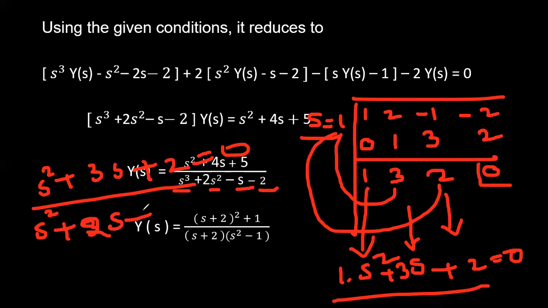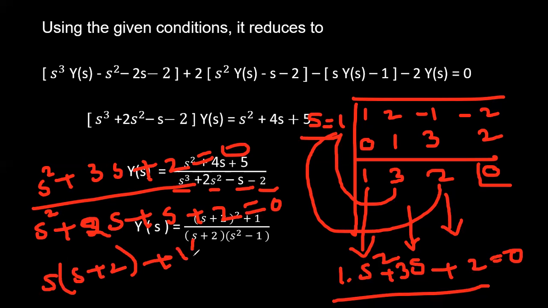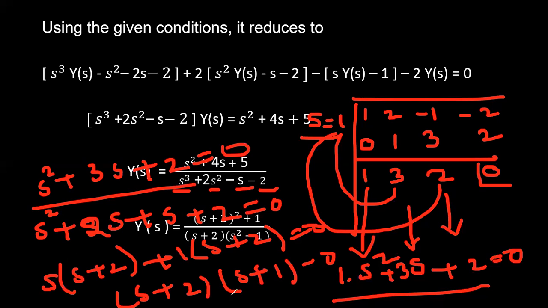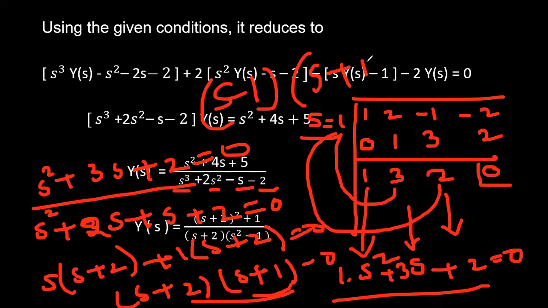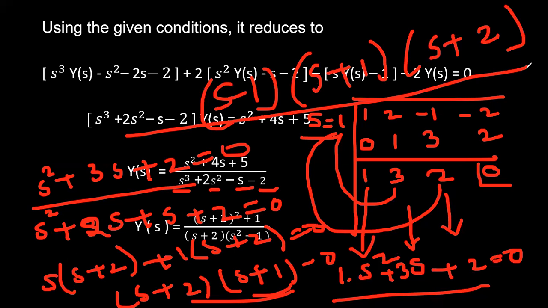That is, s square plus 2s plus s plus 2 equal to 0. From this, s into s plus 2, next plus 1 into s plus 2 equal to 0. So finally it becomes s plus 2 into s plus 1. In total, how many roots are there? One is s minus 1, another root is s plus 1, and another root is s plus 2. There are three roots for the given equation of the function. These are the roots defined for the given equation.